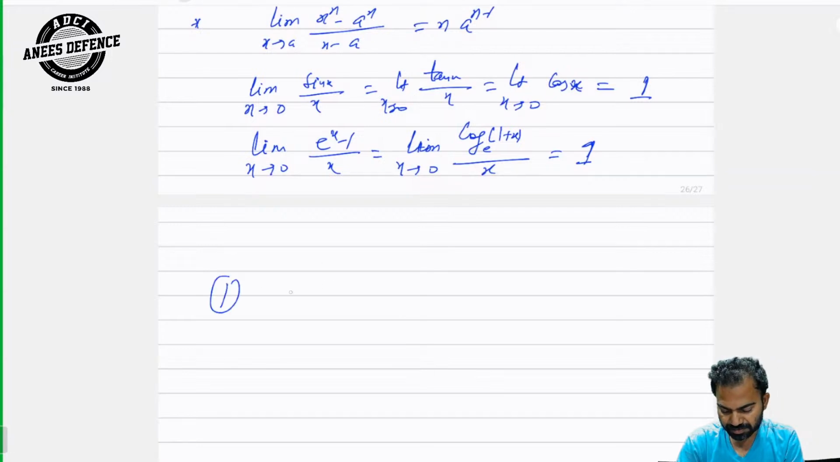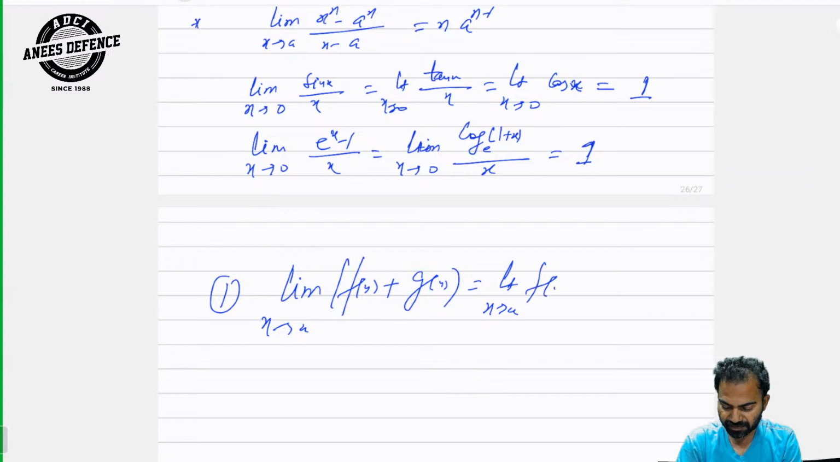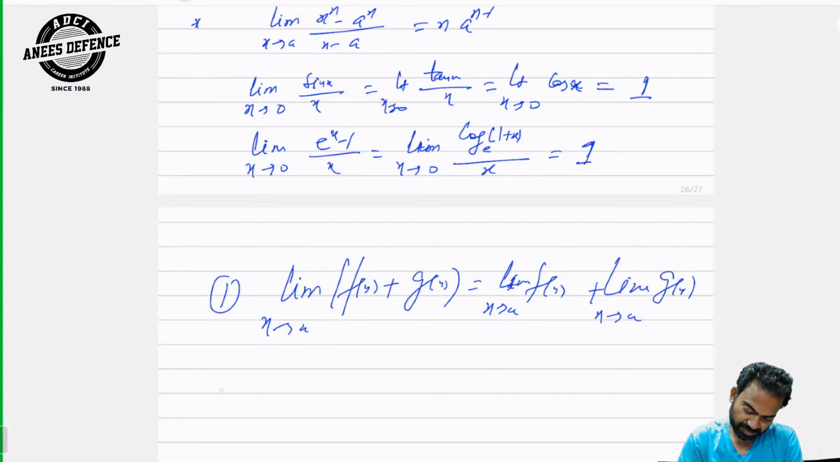Now one more formula. Limit x tends to a of f of x plus g of x equals limit x tends to a of f of x plus limit x tends to a of g of x.